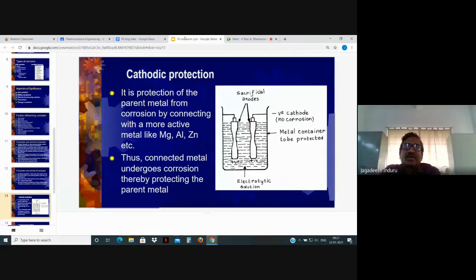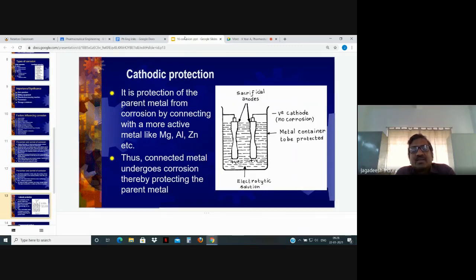Another one is cathodic protection. In cathodic protection, the parent metal is protected from corrosion by connecting it with a more active metal in the form of rods or bars. Sometimes they will be kept inside the mixture, or sometimes they will be earthed into the ground. What is the good thing about it? When the corrosion effects are progressing, the metal we have kept as a bar or electrode is going to get degraded first.